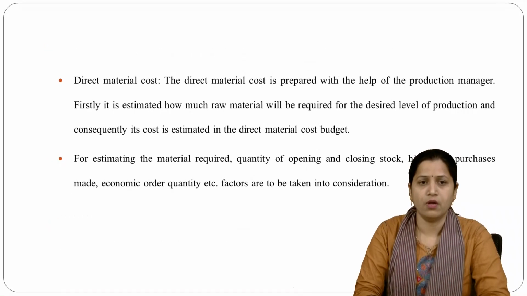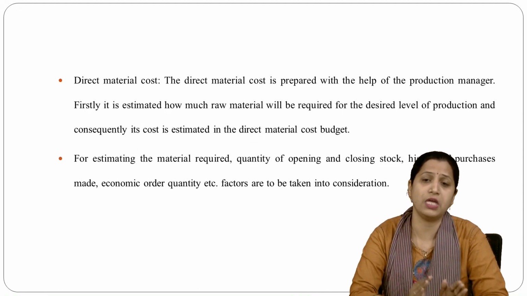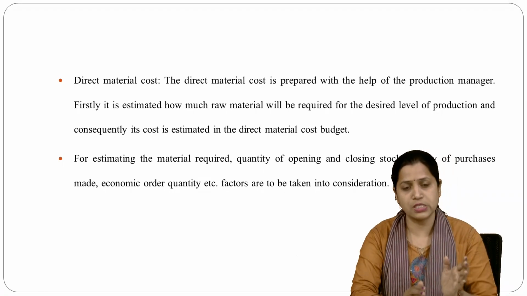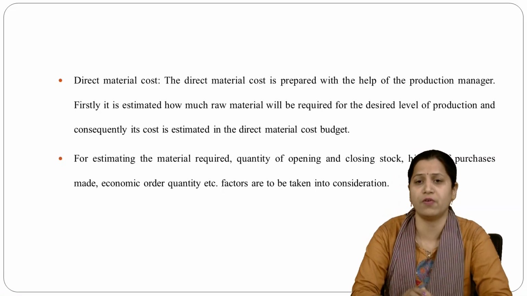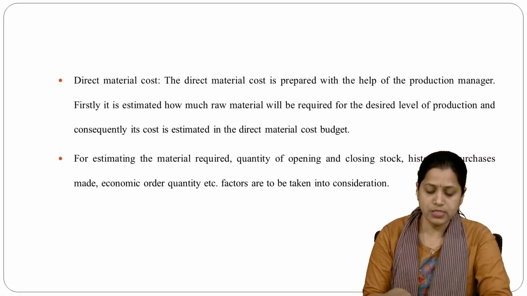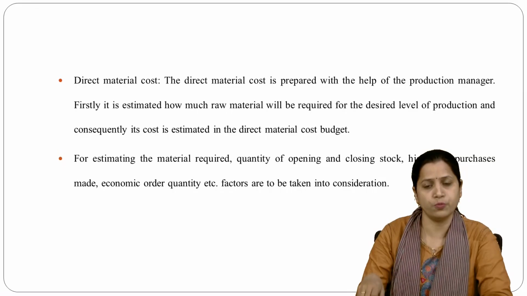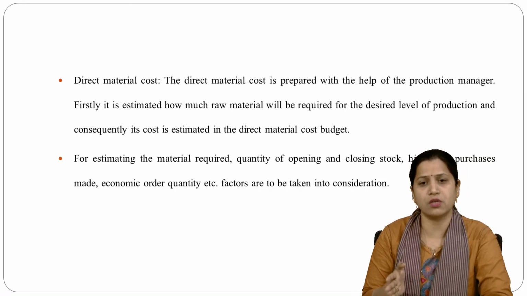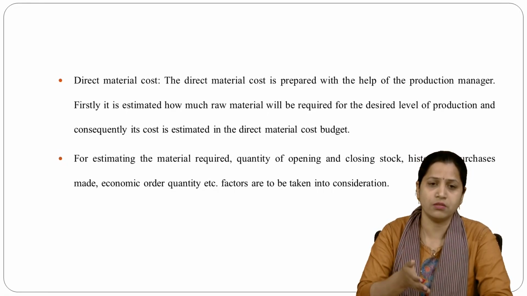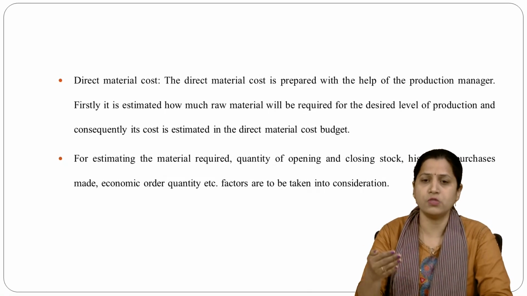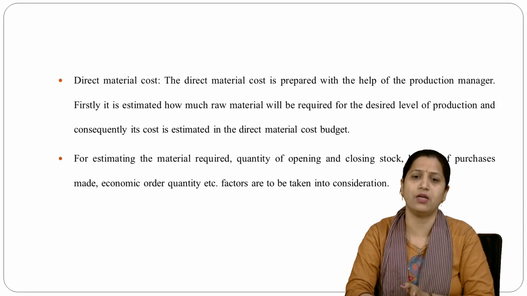Now, what is the meaning of direct material cost? The direct material cost budget is prepared with the help of the production manager. What is happening while making the direct material cost budget? Firstly, it is estimated how much raw material will be required for the desired level of production. So it is decided that this number of units we are required to produce. As per the number of units we are going to produce, we can measure that this much raw material will be required, and consequently its cost is estimated in the direct material cost budget.